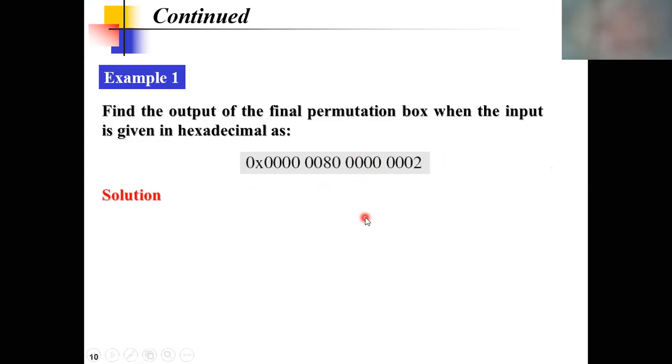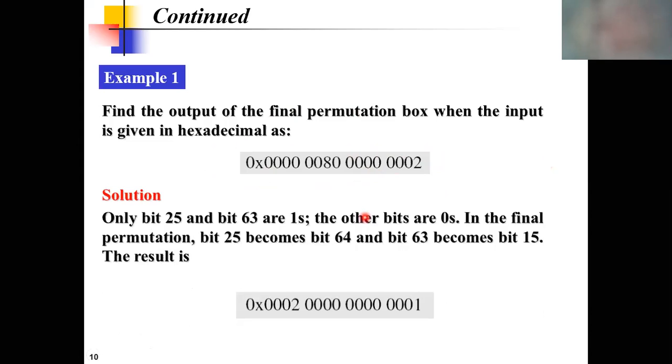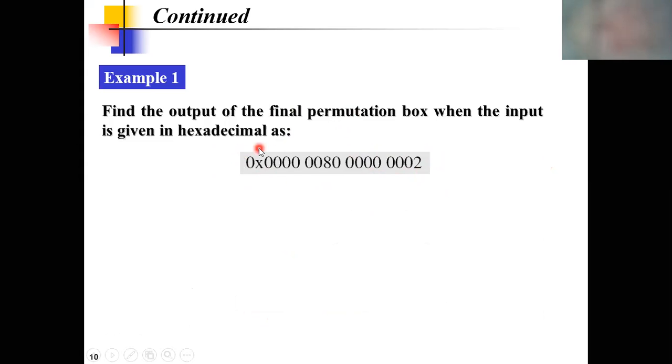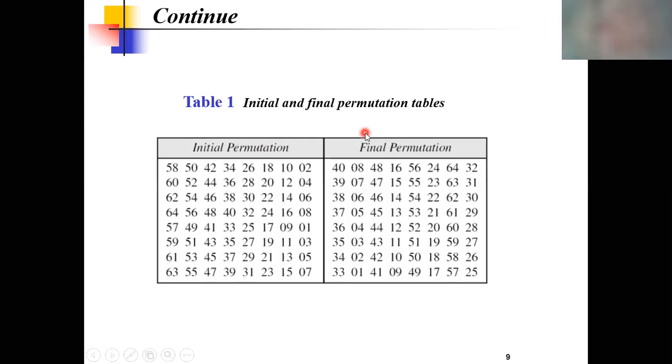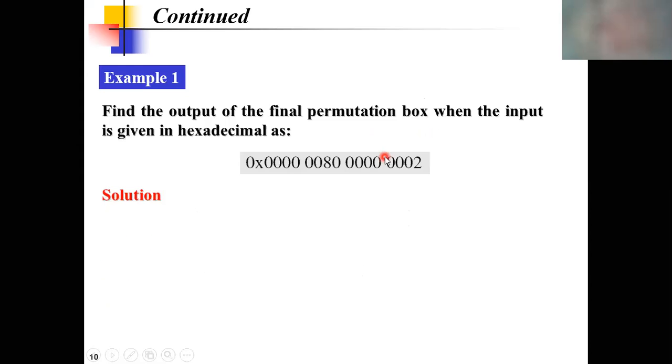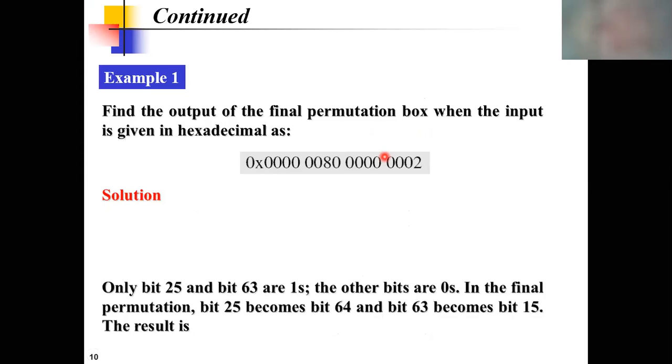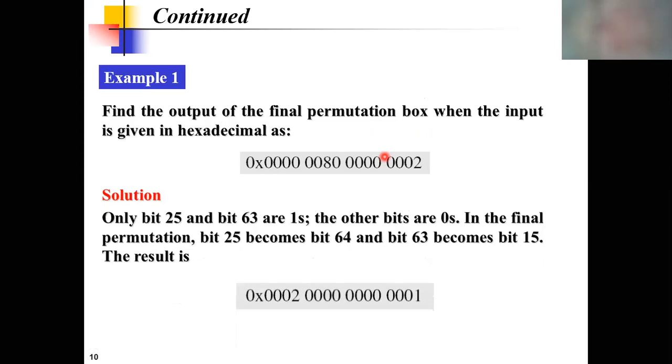You can take it as homework, and please verify this. First, transform this from hex to binary, and then apply this permutation, like the one in the table. This final or inverse permutation, and then you can get its corresponding binary, and then convert binary into hex, and see whether you get this one or not. Please take it as homework, and I will ask you how you have devised this.